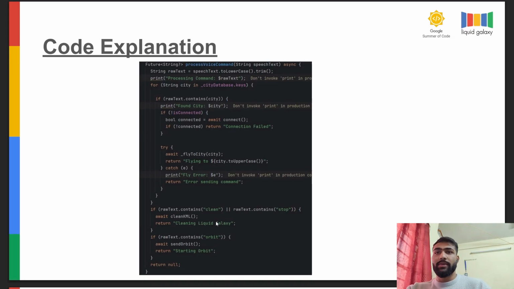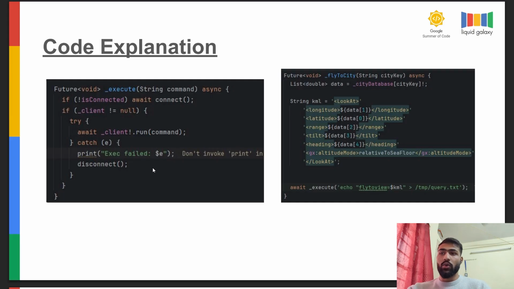Then we have basic LG functions, like execute to process the command. If it is connected, we will call the await function, and if it's not, we will try to run the command. And if it throws an error, we will print execution failed, and we will disconnect the SSH client. Then a fly to city function, which we are calling after searching the city name.